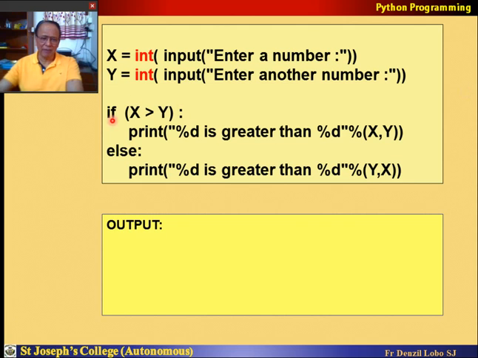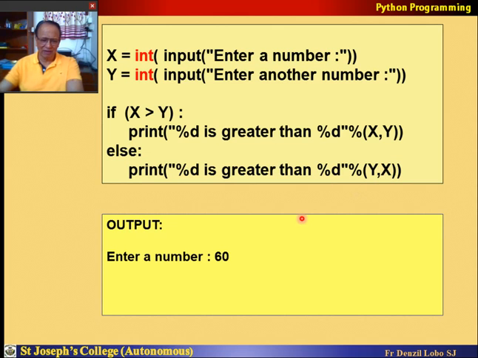So then I'm asking, if x is greater than y, colon, then print %d is greater than %d. So x value will come here, y value will come here. Please remember, we have done it in the output statement. Else I say y, so y comes first, y is greater than x.